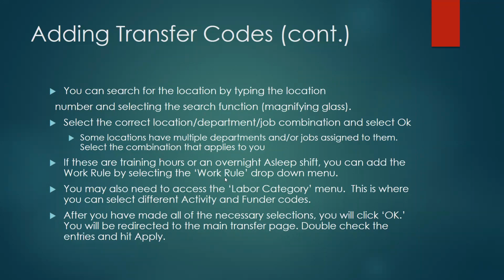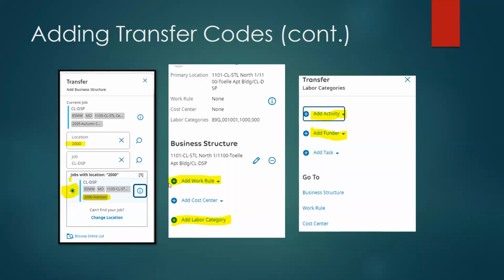The only time you're going to enter a work role is when you're doing training hours or an asleep overnight. But you're going to need to add the labor category, and that adds the activity and the funder. So if you're just doing this step here, the transfer and the billing may not be correct. You need to make sure that you enter the add labor category, and you're going to add the activity and add the funder. You're going to select OK. And then again, you can go back and add a work rule if you need to add it for training.